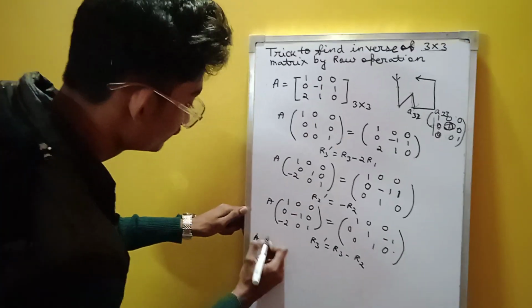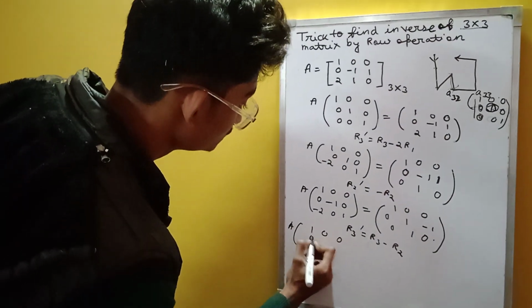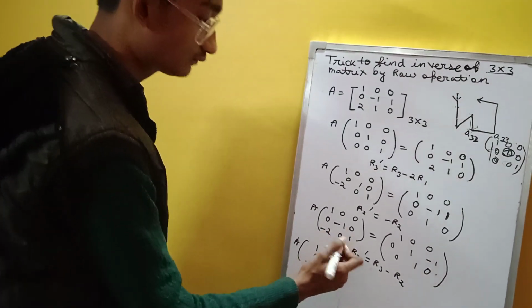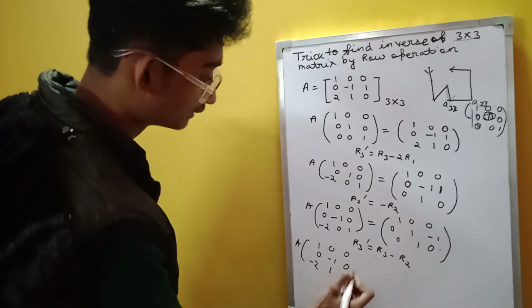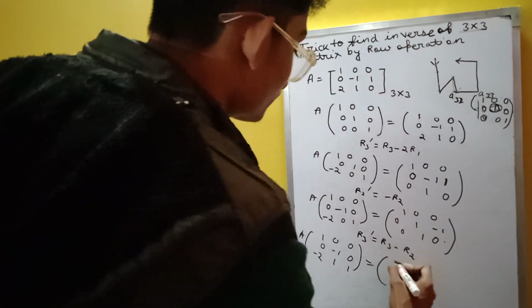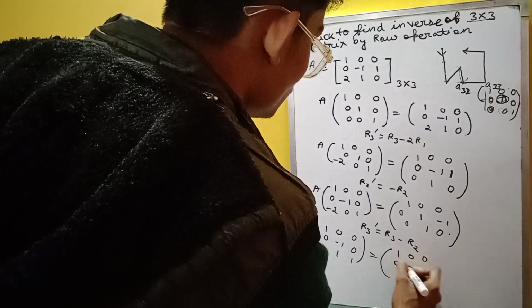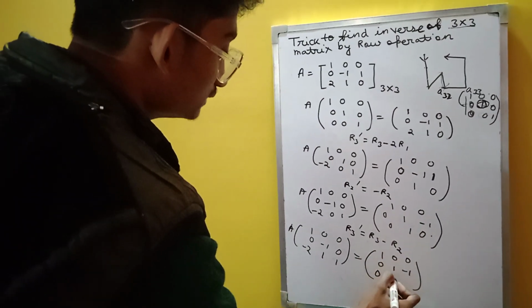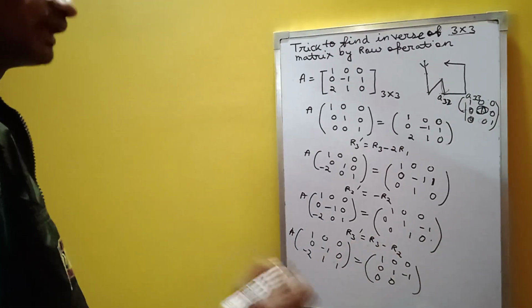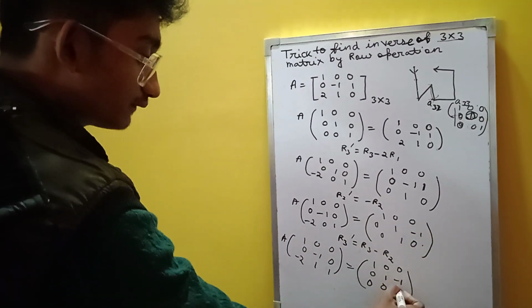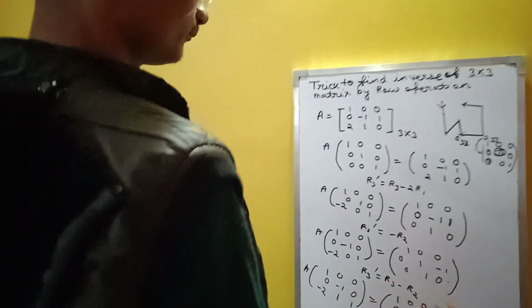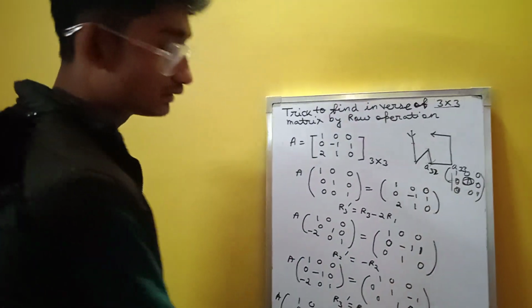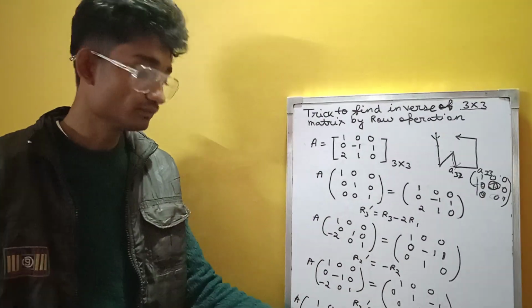So 1 0 0, 0 negative 1 0. Minus 2 minus 0, that is minus 2. 0 minus of minus 1, that is plus 1. And 1 minus 0 is 1. And here it is 1 0 0, 0 1 negative 1. And 0 minus 0, that is 0. 1 minus 1, that is 0, and 0 minus of minus 1, that is positive 1. So this is the thing. The next element should be made 1. This is already 1, so we don't have to bother with this element.